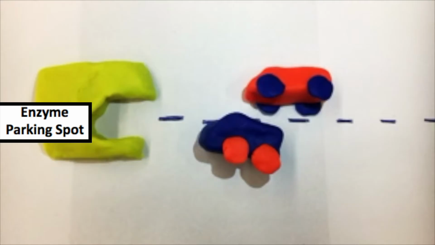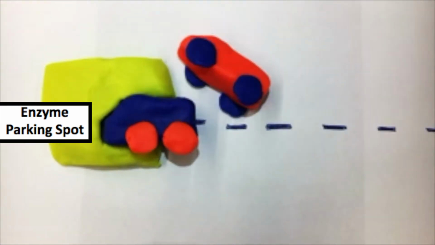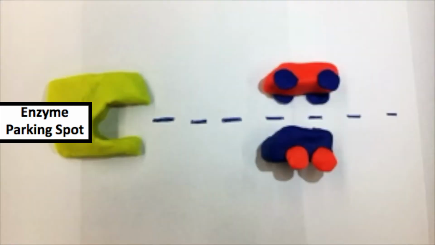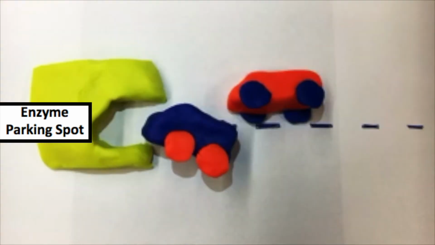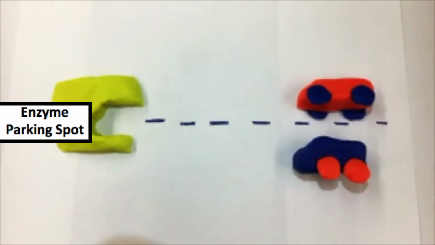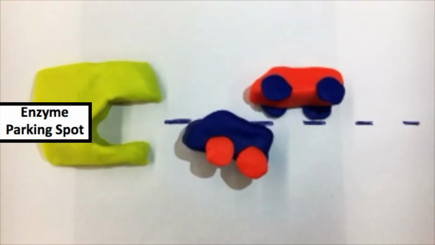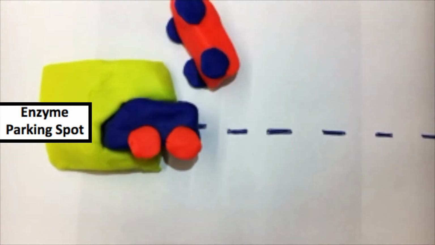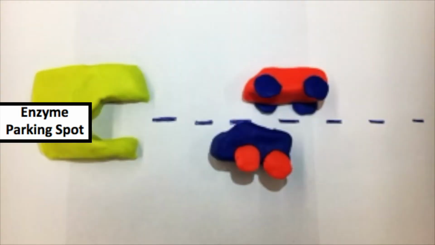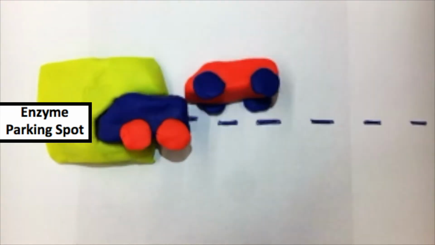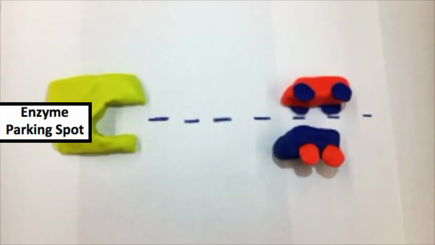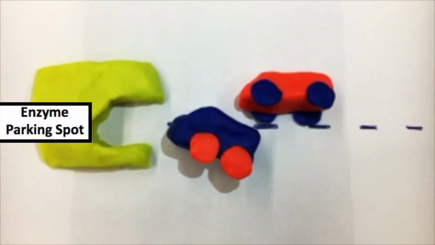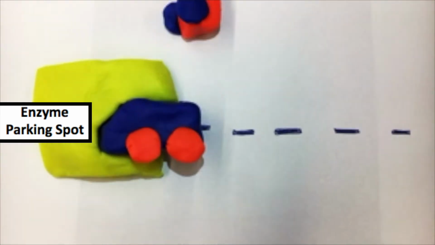For competitive inhibition, we have the same setup. A yellow auto shop that represents an enzyme, and two cars that represent substrates. The two cars race towards the auto shop, but only one, the blue one, enters, causing the orange one to drive away. While the orange one is driving away, the blue one reacts in the enzyme.